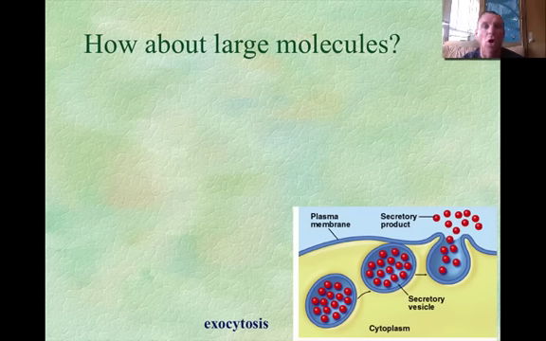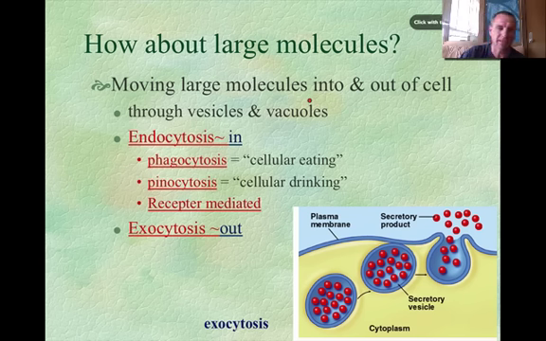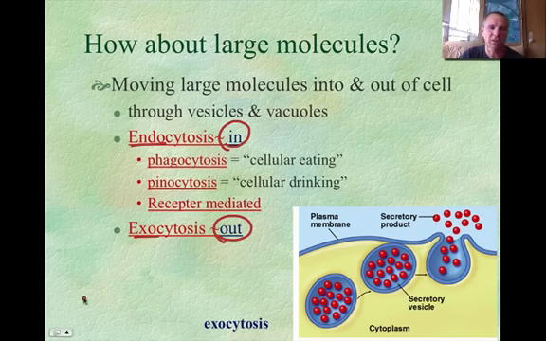So what do we do about large molecules? Large molecules move back and forth either by endocytosis or exocytosis. The way I think about it, endo means in, exo means out. So endocytosis is how something large gets into the cell. Exo is how something large gets out. There are three types of endocytosis, and we're going to talk about each one of those. Phagocytosis is eating, pinocytosis is drinking, and receptor-mediated endocytosis is how it comes in with the help of something.